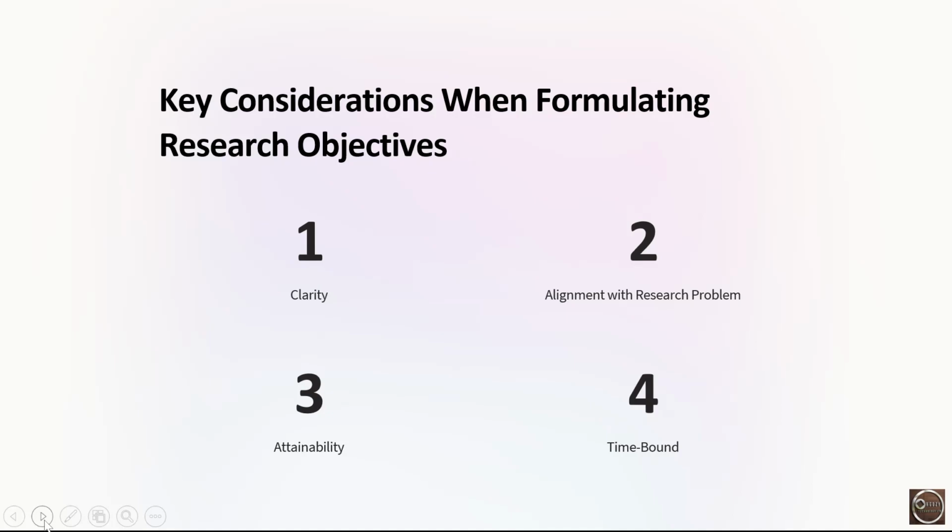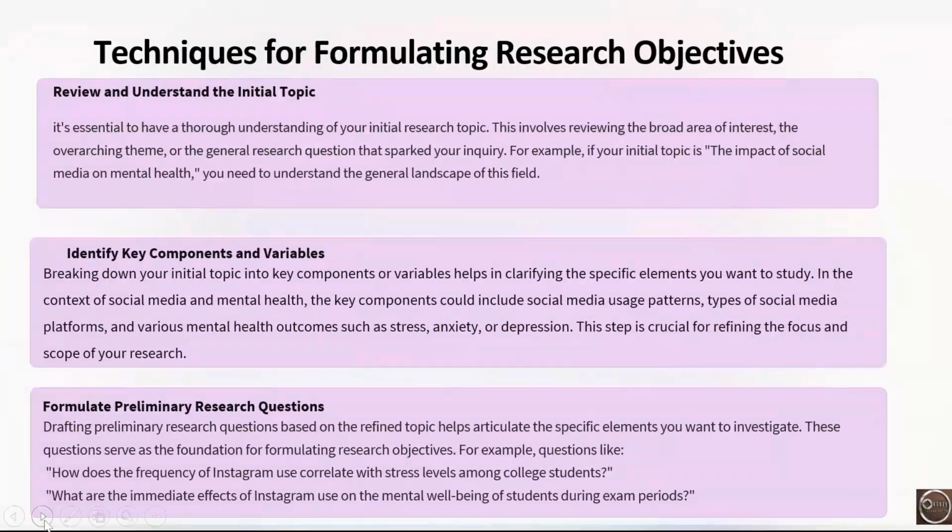Techniques for formulating research objectives. This is very, very important. How do you come up with research objectives? And by the way, my advice is have 4 strong objectives. You can have even 6, but for a good research paper, have at least 4 strong objectives. Where do you get these objectives from? How do you come up with research objectives? That's a very basic question that you should be asking yourself. And this is a session where we address that issue. Number one, you review and understand the initial topic. It is essential to have a thorough understanding of your initial research topic.